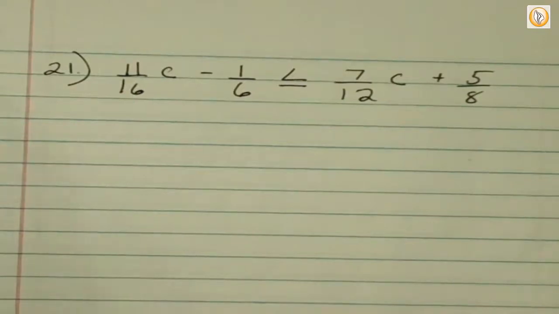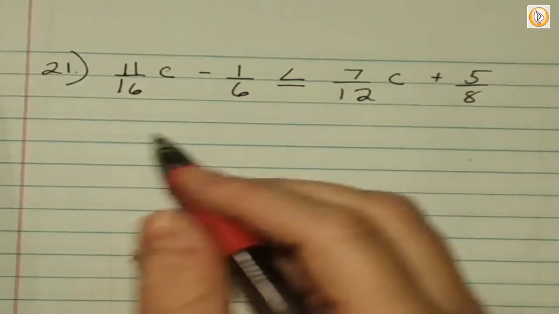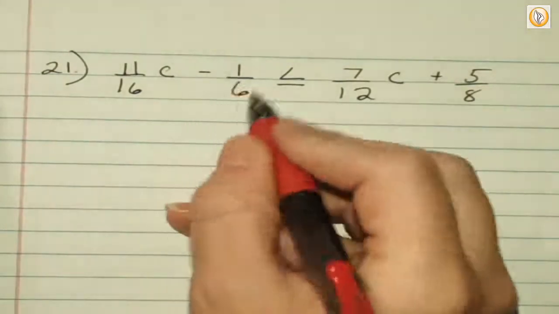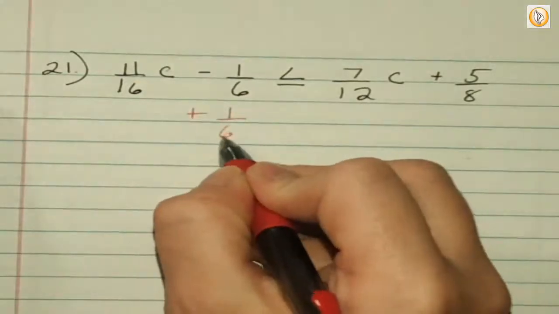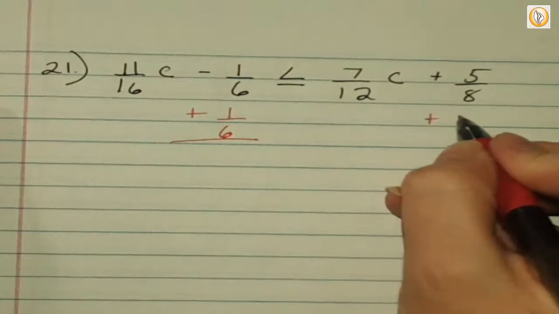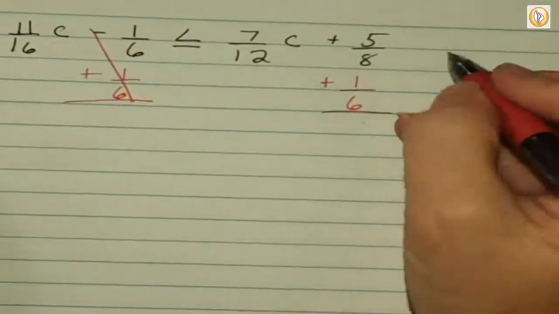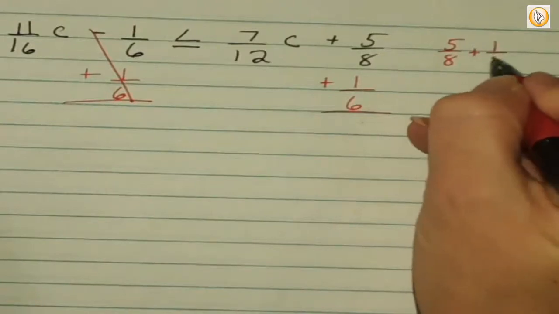So tell me what to do. Okay, so how do you do that? Okay, so she's going to go ahead and add 1 over 6 to both sides. So over here, 5 over 8 plus 1 over 6.